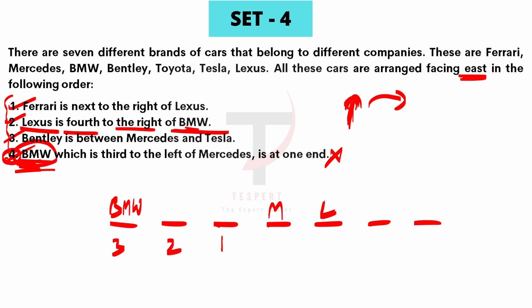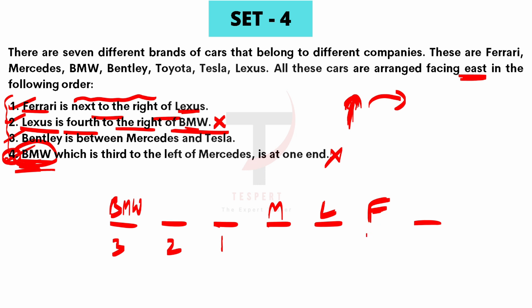If we consider the first statement, because Lexus is involved, Ferrari is next to the right of Lexus. So next to the right is the same as immediate right. Please remember this. Next to the right is the same as immediate right, which means Ferrari must be here, immediate right to Lexus. So this is not E, this is F. Okay. Now we are left with the last statement, which is the third one.